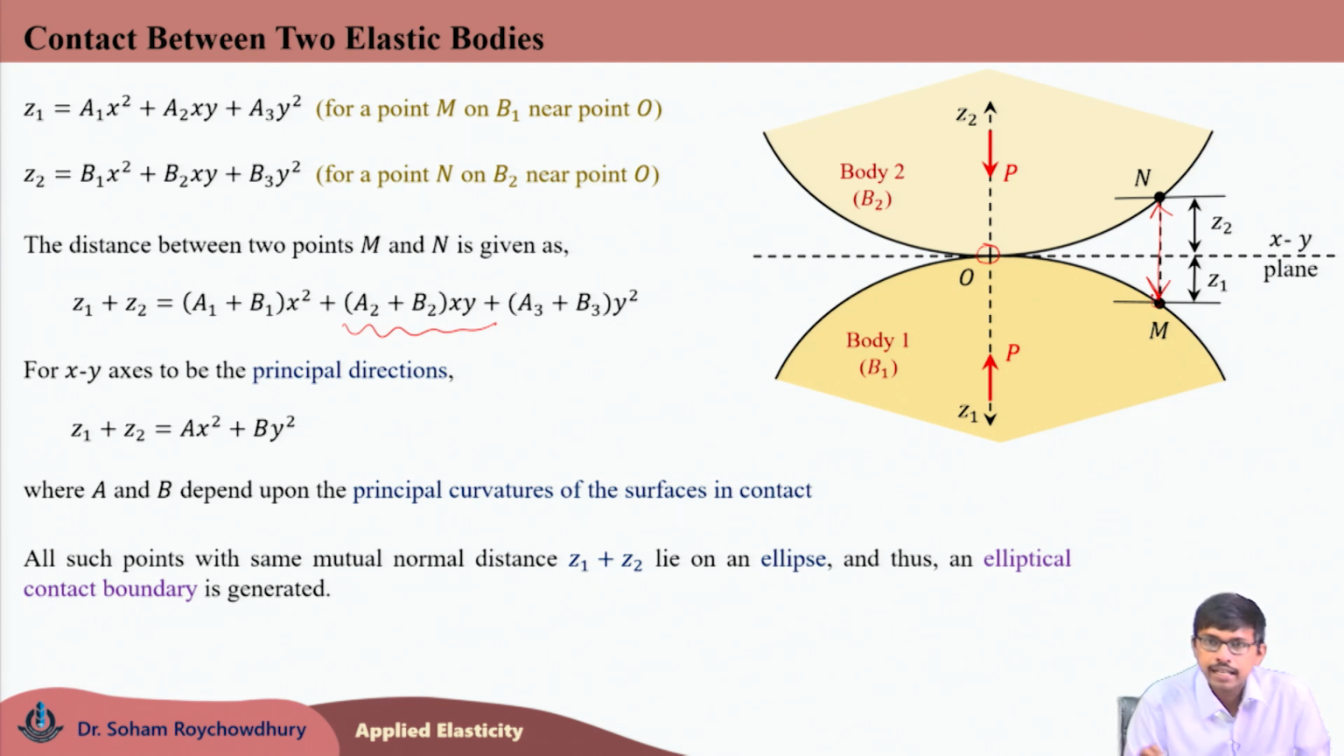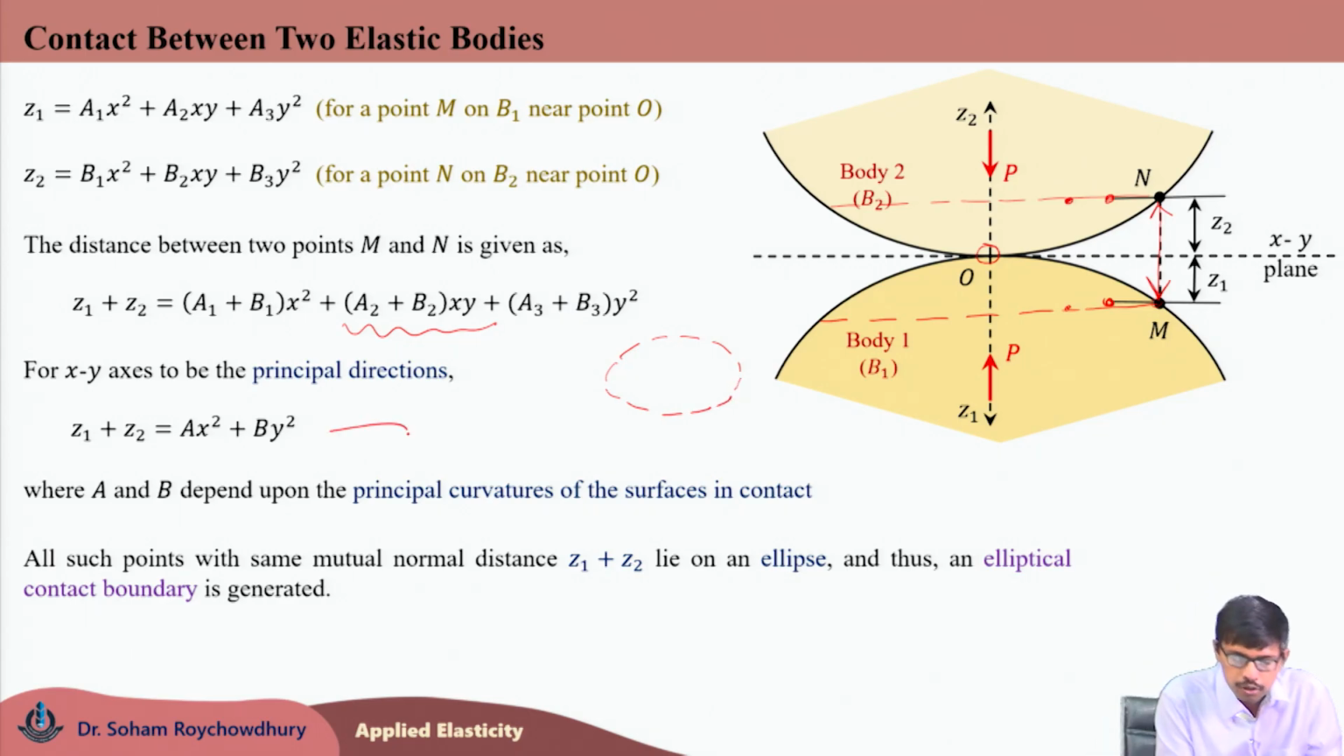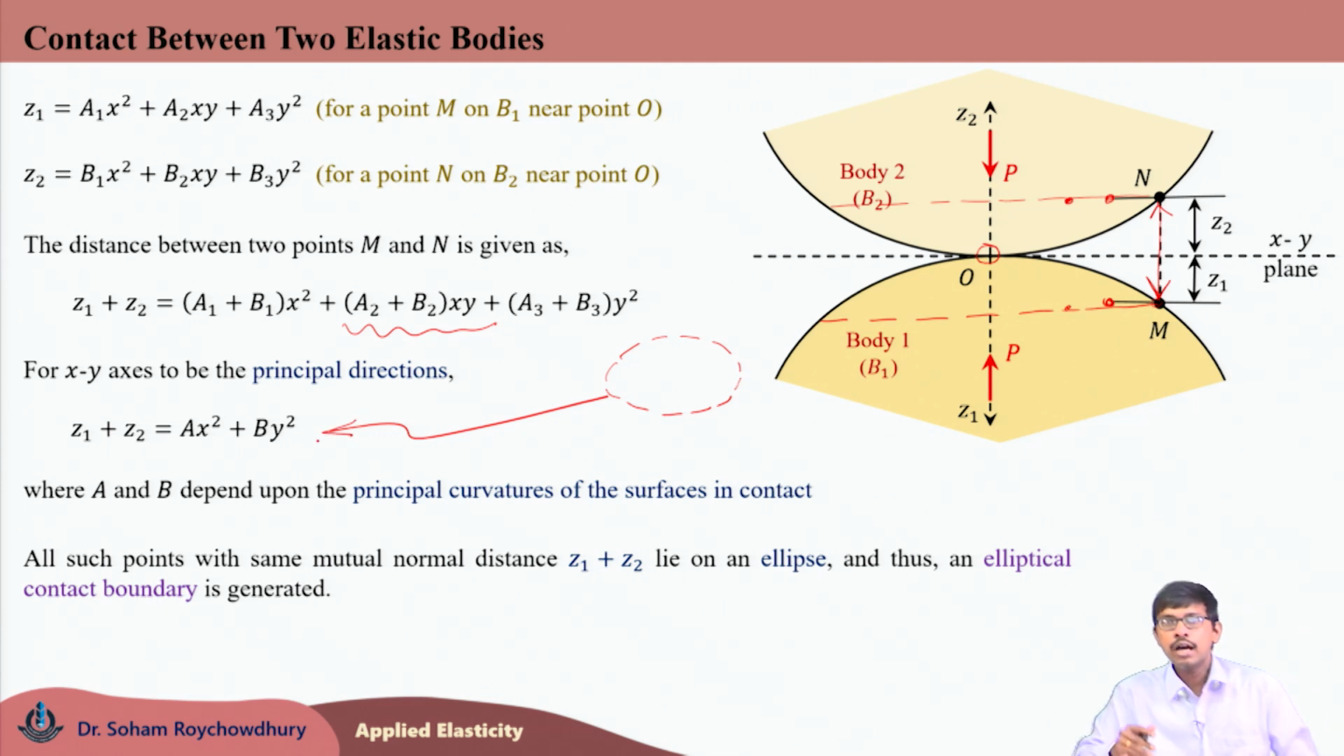So, one point M I have taken on body 1 and N on body 2. If you take a series of such points, if we keep on taking such points, all those points on body 1 and body 2 will generate an ellipse. If you look from top, all such M points on each of the bodies and all such N points on another body will be forming an ellipse, whose equation is given like this. Now, once the bodies are pressed in the normal direction, M and N points will be going towards each other, mutual distance will be reducing, and thereby an elliptical contact boundary would be generated.